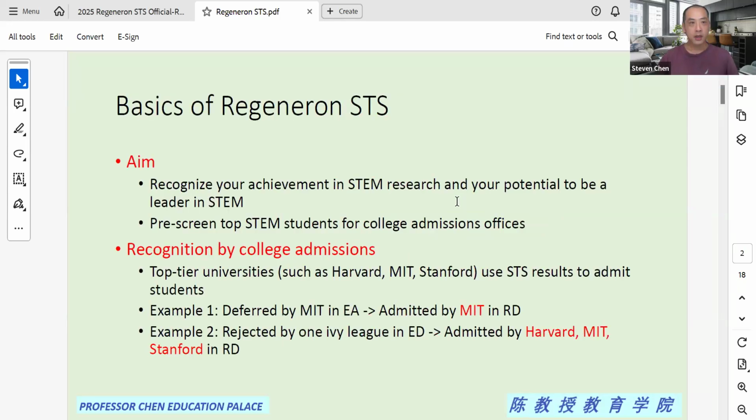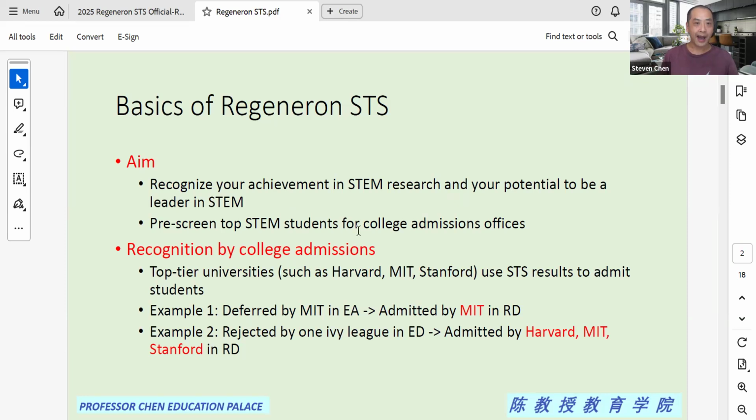For those of you who are not familiar with Regeneron STS, or maybe some of you have heard its name but don't know a lot about its details, let me first give you the high-level idea about the basics, and then we'll go into the details. Having a clear overall picture is very important to help you follow me and understand today's webinar. Otherwise, you'll lose the big picture and be easily lost when you go into the details and prepare for this competition.